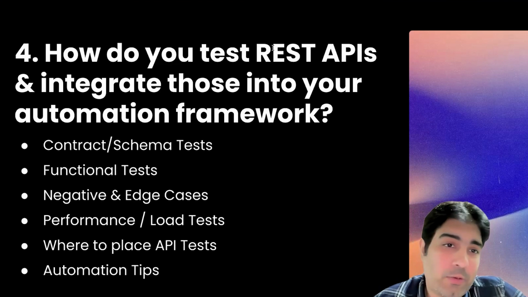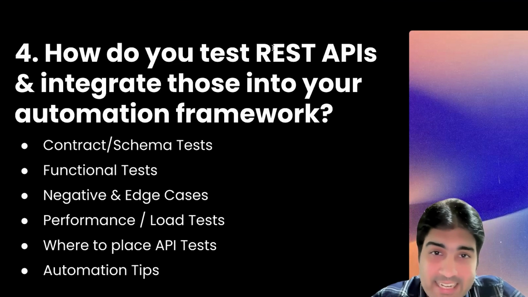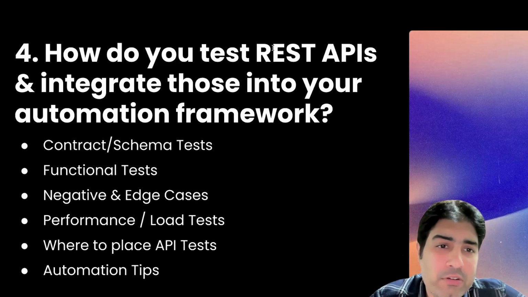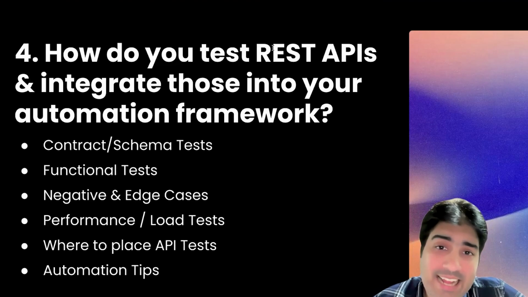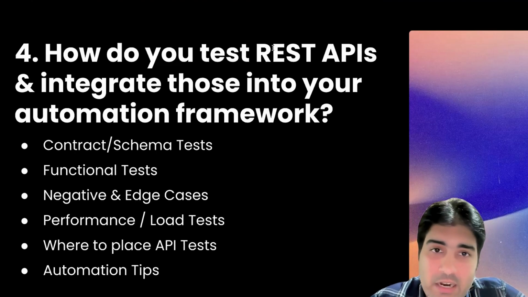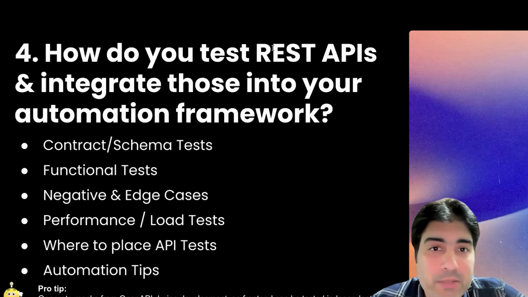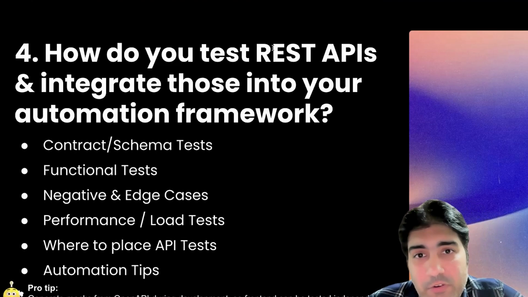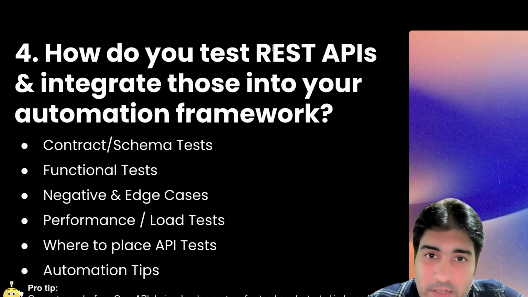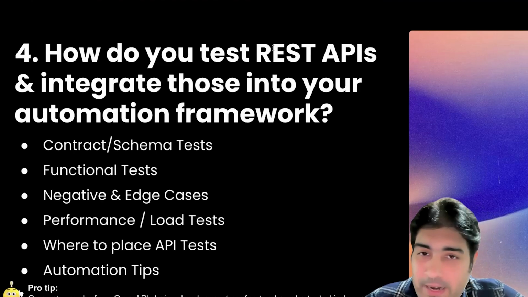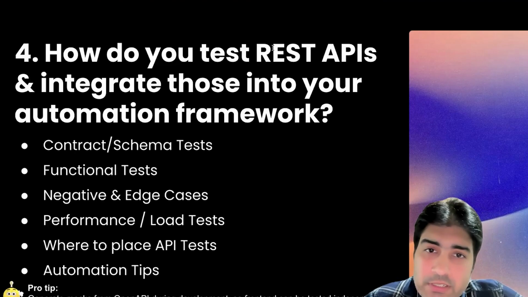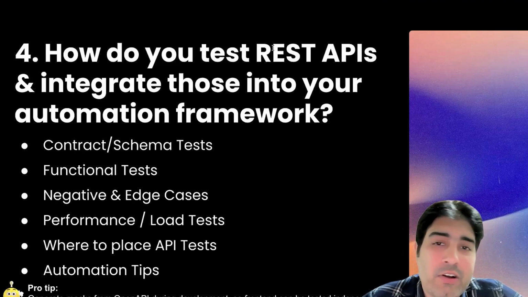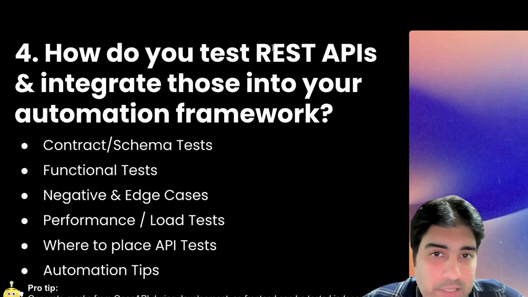Don't forget some automation tips here. Run API tests early. Probably follow the shift left approach here because they're fast, deterministic, and catch a lot of issues before the UI tests run. So quick pro tip again, generate mocks from OpenAPI during development, so the frontend can be tested independently. Also, push API test results to dashboards, whether it's Allure, ReportPortal, or any dashboard that you use for traceability.